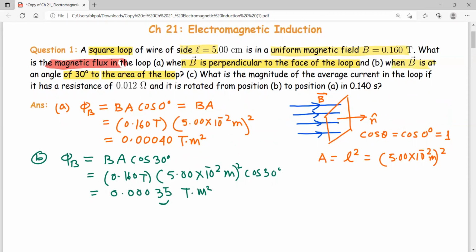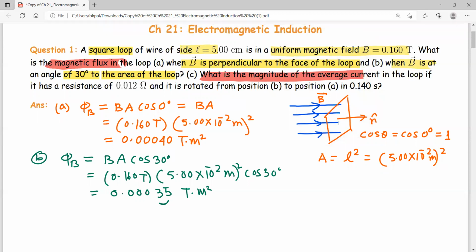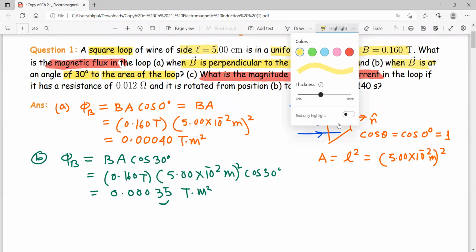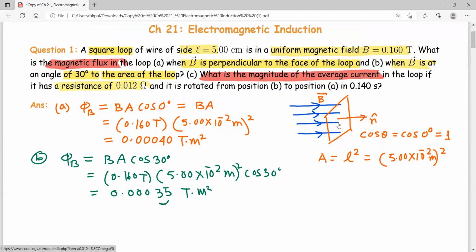And part C asks for the magnitude of the average current. We have to calculate the average current given the resistance, when the loop is rotated from position B to position A, that is from 0.00035 Tesla meter square to 0.0040 Tesla meter square.